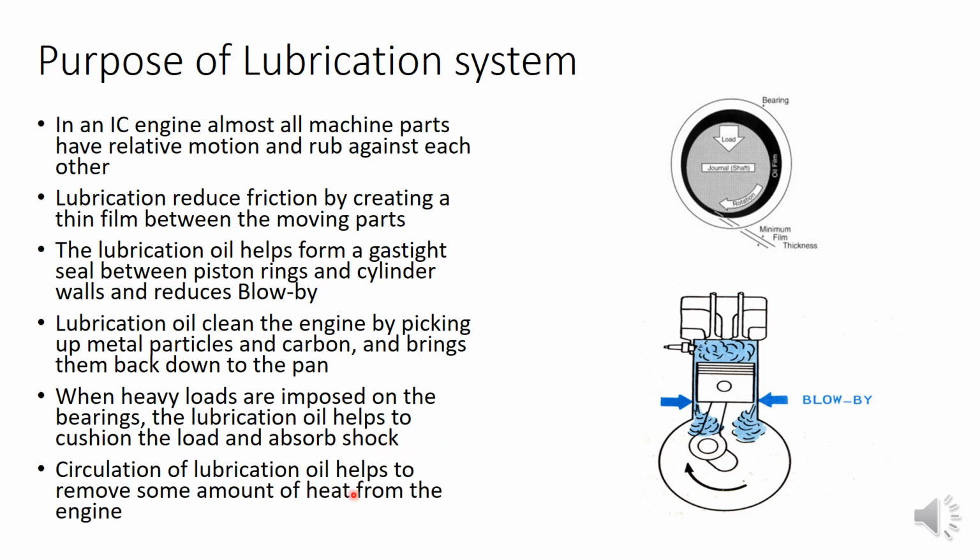And finally, the circulating lubrication oil will also help to remove some heat. So it helps in cooling. Already we have a separate cooling system, but this circulation also helps to remove some heat because it is circulated through most of the components. So this is the function or need of a lubrication system. Of these, the first one is the most important. All other remaining functions are only subsidiary.